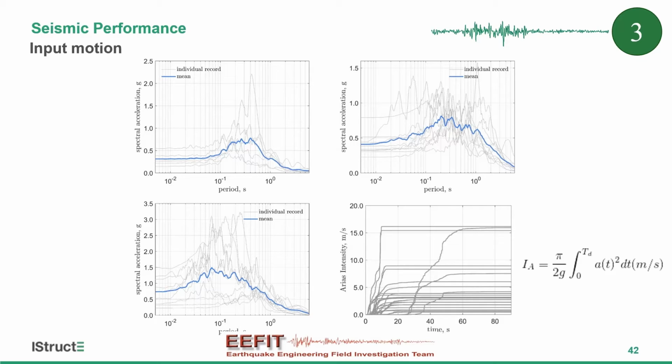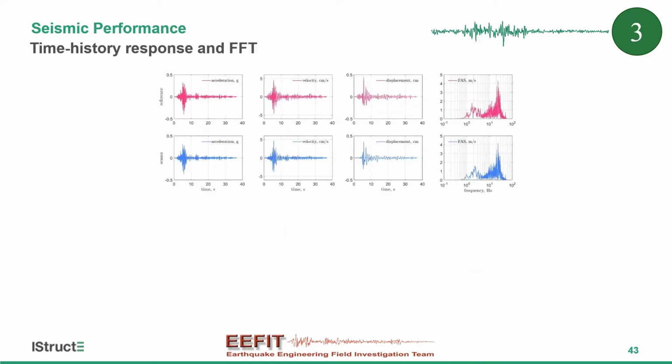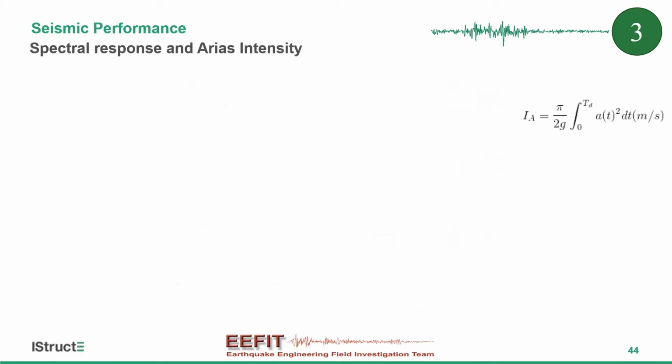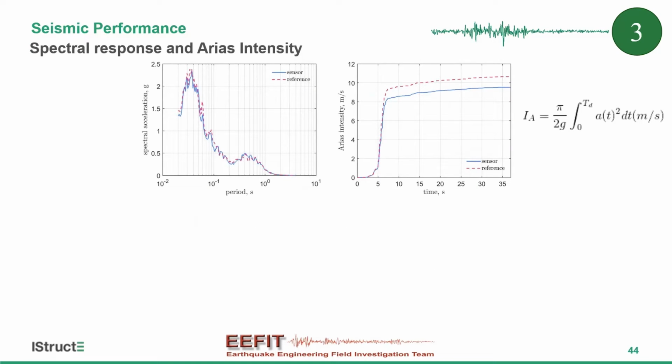So we used those to feed the shaking table, and here are some of the results. Here you can see the time history response and the fast Fourier transform of a far field record. In general, very good results, a close match between the sensor and the reference high fidelity sensor. Good results in terms of peak acceleration, peak velocity, peak displacement, amplitude, and distribution of frequency. The same for near field records. And then a spectral response for a far field record, actually the same record as before, and you can see that in the response spectrum there is a very good match.